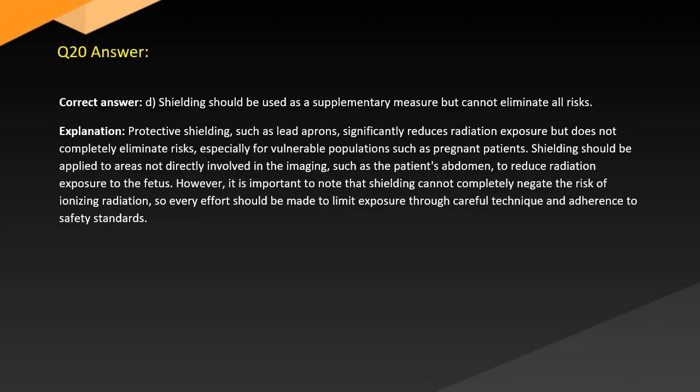Answer. Correct answer: D. Shielding should be used as a supplementary measure but cannot eliminate all risks. Explanation. Protective shielding, such as lead aprons, significantly reduces radiation exposure but does not completely eliminate risks, especially for vulnerable populations such as pregnant patients. Shielding should be applied to areas not directly involved in the imaging, such as the patient's abdomen, to reduce radiation exposure to the fetus.